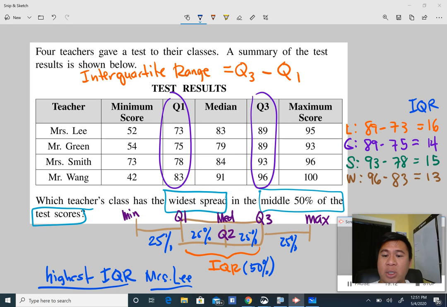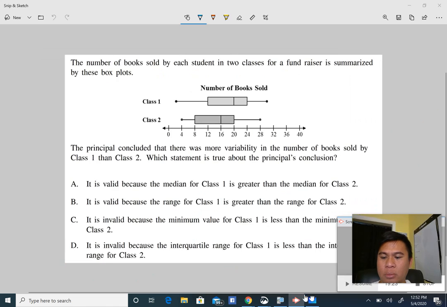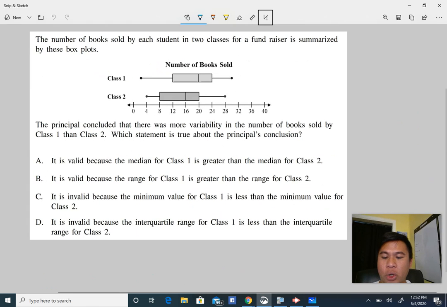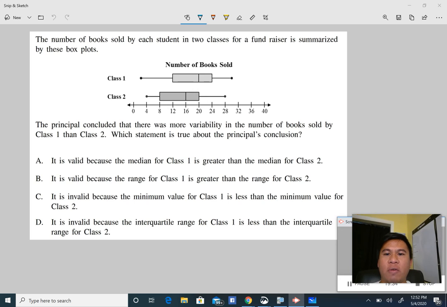Another additional question for this case, who do you think will be the teacher who will have the highest range for this particular problem? As for your own work, kindly do this one here. The number of books sold by each student in two classes for a fundraiser is summarized by these box plots for class 1 and class 2. The principal concluded that there was more variability in the number of books sold by class 1 than class 2. Which do you think is true about the principal's conclusion?